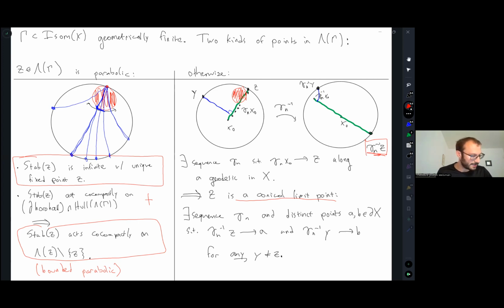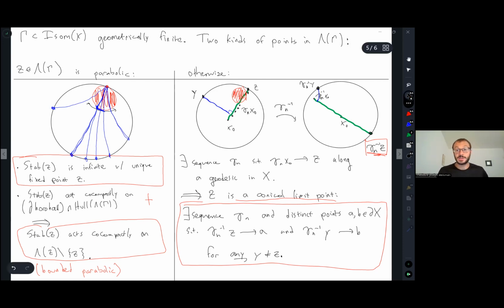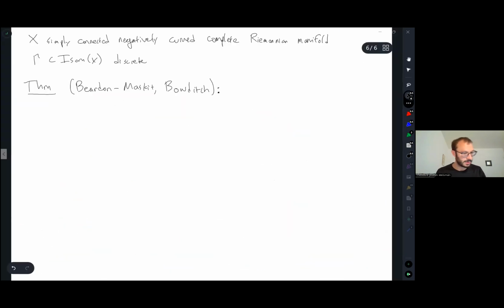And the point is that this definition of conical limit point, once again, only references the action on the boundary. You don't need to understand the action on the interior at all in order to make sense of this. So this is particularly nice, especially in view of the following theorem. Again, the setup: I have X as a simply connected, negatively curved, complete Riemannian manifold, and a discrete subgroup of the isometry group of this space.